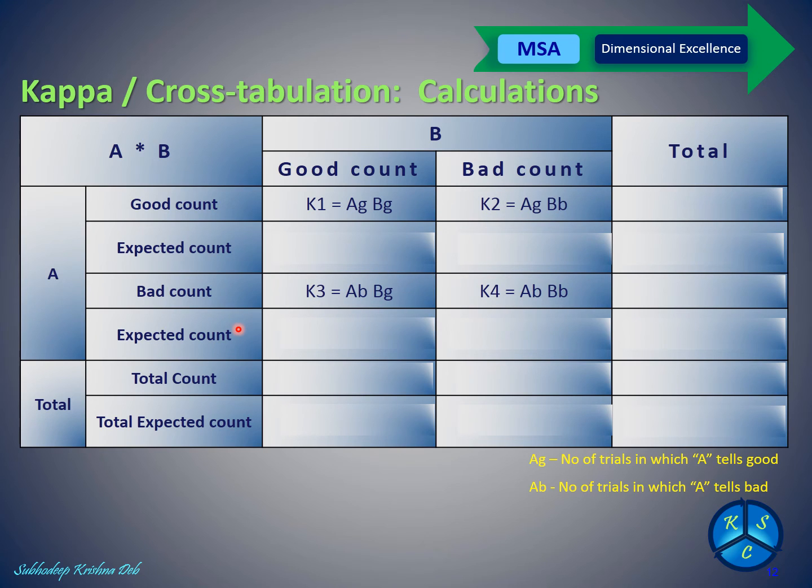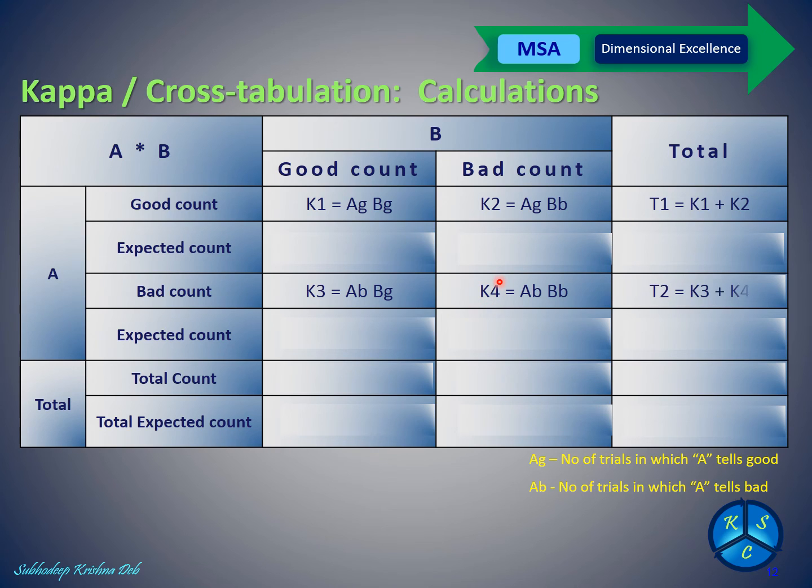First of all, from the previous slide, the counting that we did, we will write it here. AG, BG means A good, B good: A1 good, B1 good, A2 good, B2 good, A3 good, B3 good. This we will indicate with the variable K1. Similarly for this, A1 good, B1 bad, A2 good, B2 bad, and A3 good, B3 bad. This will be indicated as K2. Similarly K3 and K4 we will write.